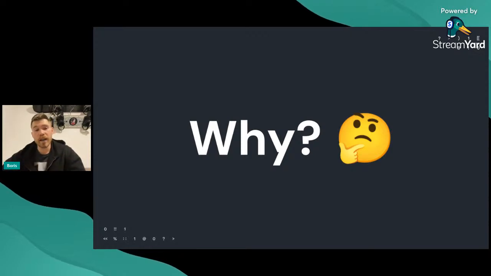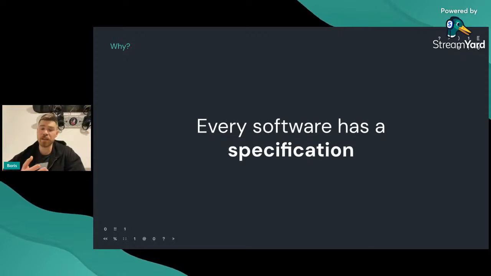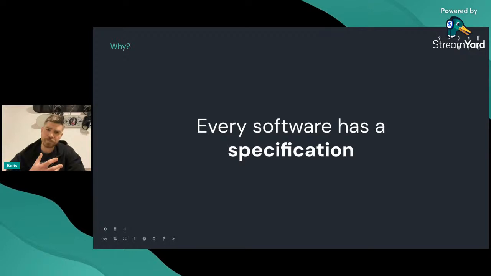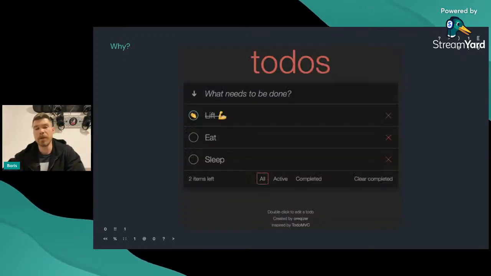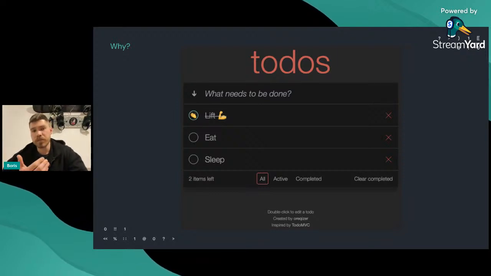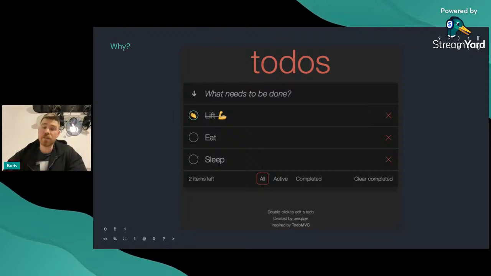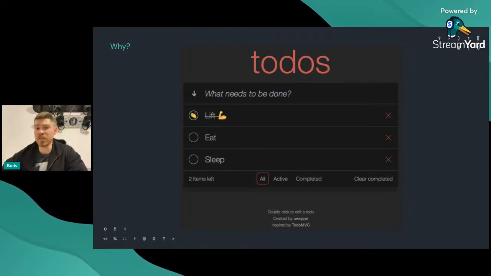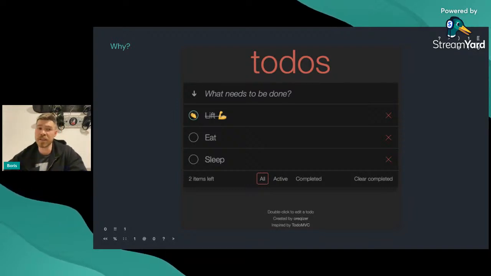First of all, why would we want to test? Every software has a specification, right? Software is something that solves problems. Specification is something that tells us what problems our software solves. For example, this to-do application, we can add to-dos, we can edit to-dos, delete to-dos, filter to-dos by their completeness, etc.